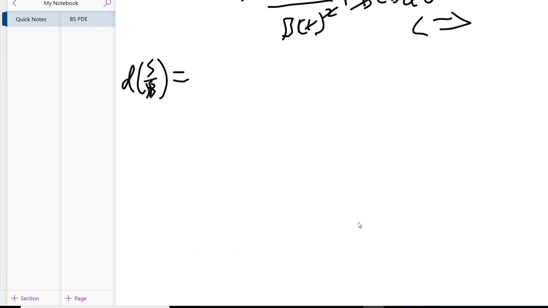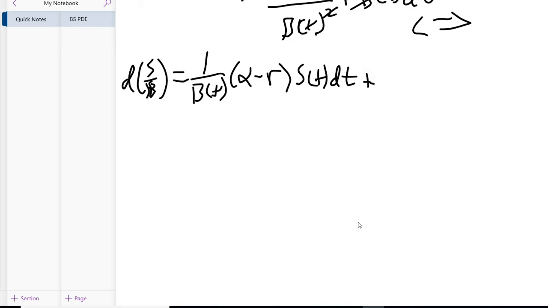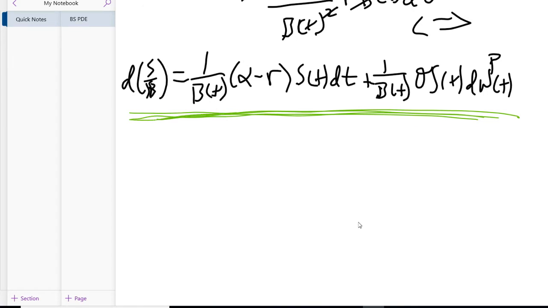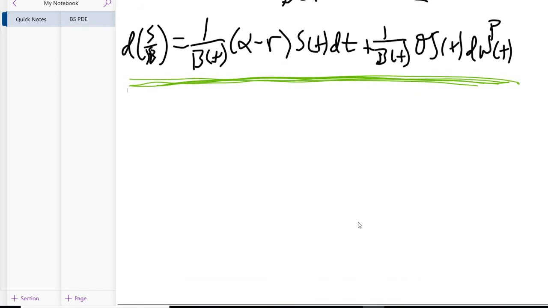we will find that the differential of the discounted stock price is equal to 1 over bt times alpha minus r St dt plus 1 over bt sigma St, and then the Wiener increment still under P. So this can be thought of as the discounted price process, still under the real world or objective measure P.